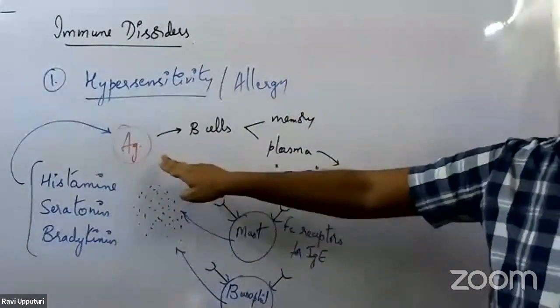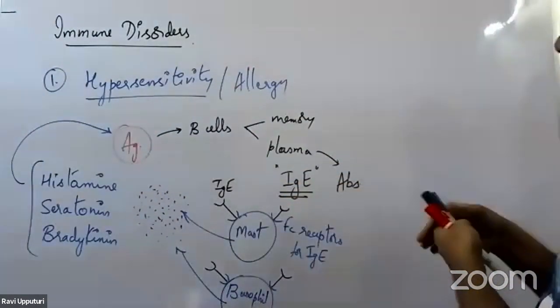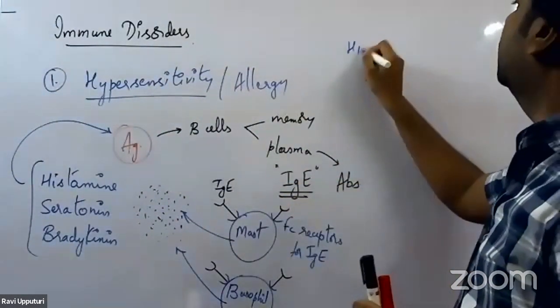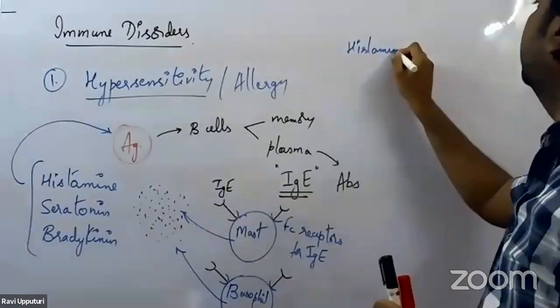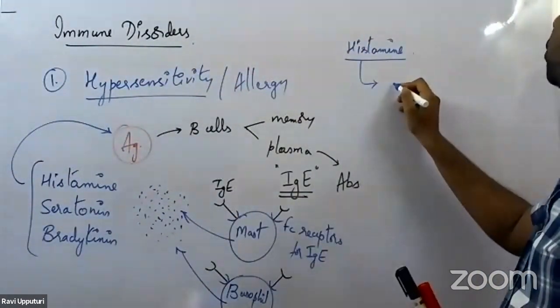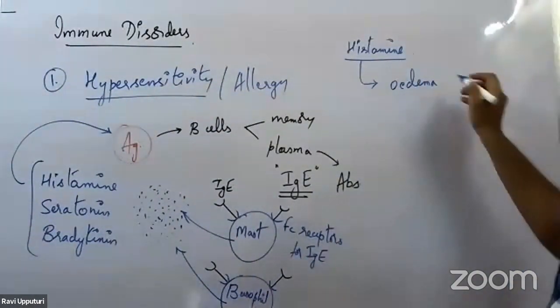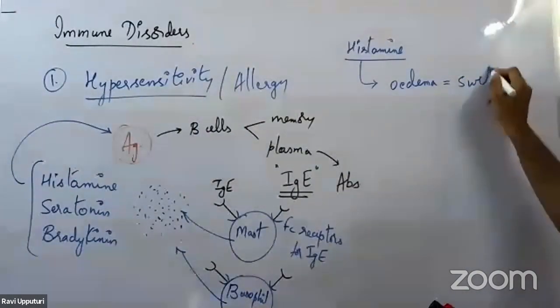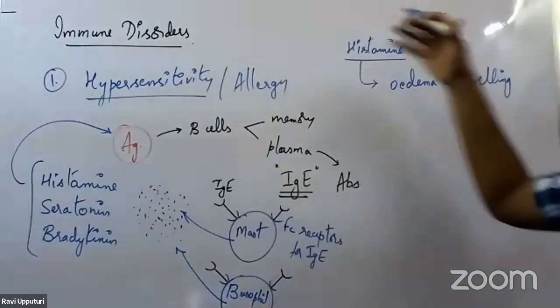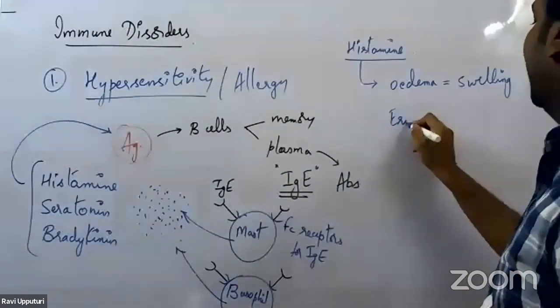Along with targeting the antigen, the histamine, whatever is being released, would bring about swelling. We call it edema, which is nothing but swelling of that particular tissue or that particular part. Second one, it brings about a condition called erythema.